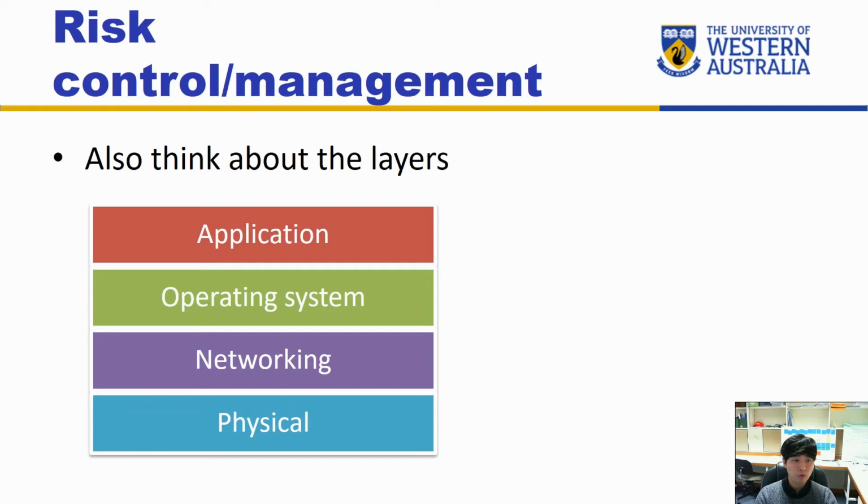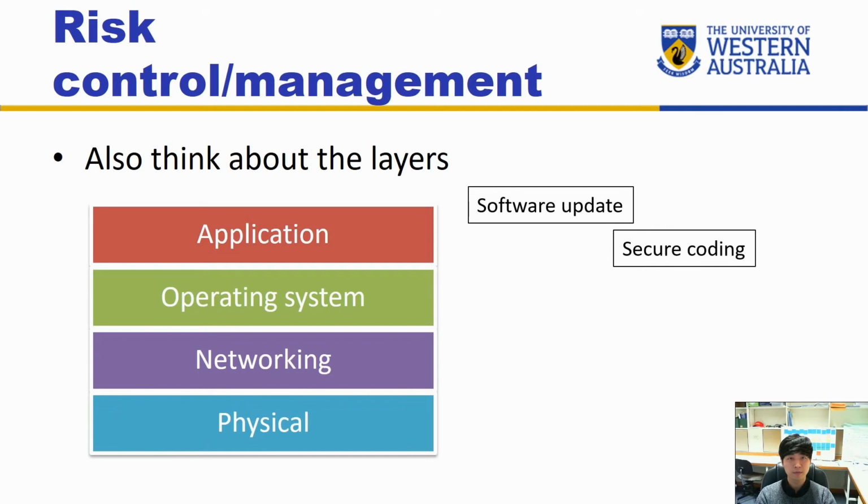Because obviously what you can do on one layer may not be applicable in the others. So for example, for application, maybe you can do software updates, okay? Or you can do secure coding, okay? Those are applicable in the application layer. But not always is it going to be attached to only a single layer. For example, secure coding, depending on which layer you're coding, it can be applied to other layers as well.